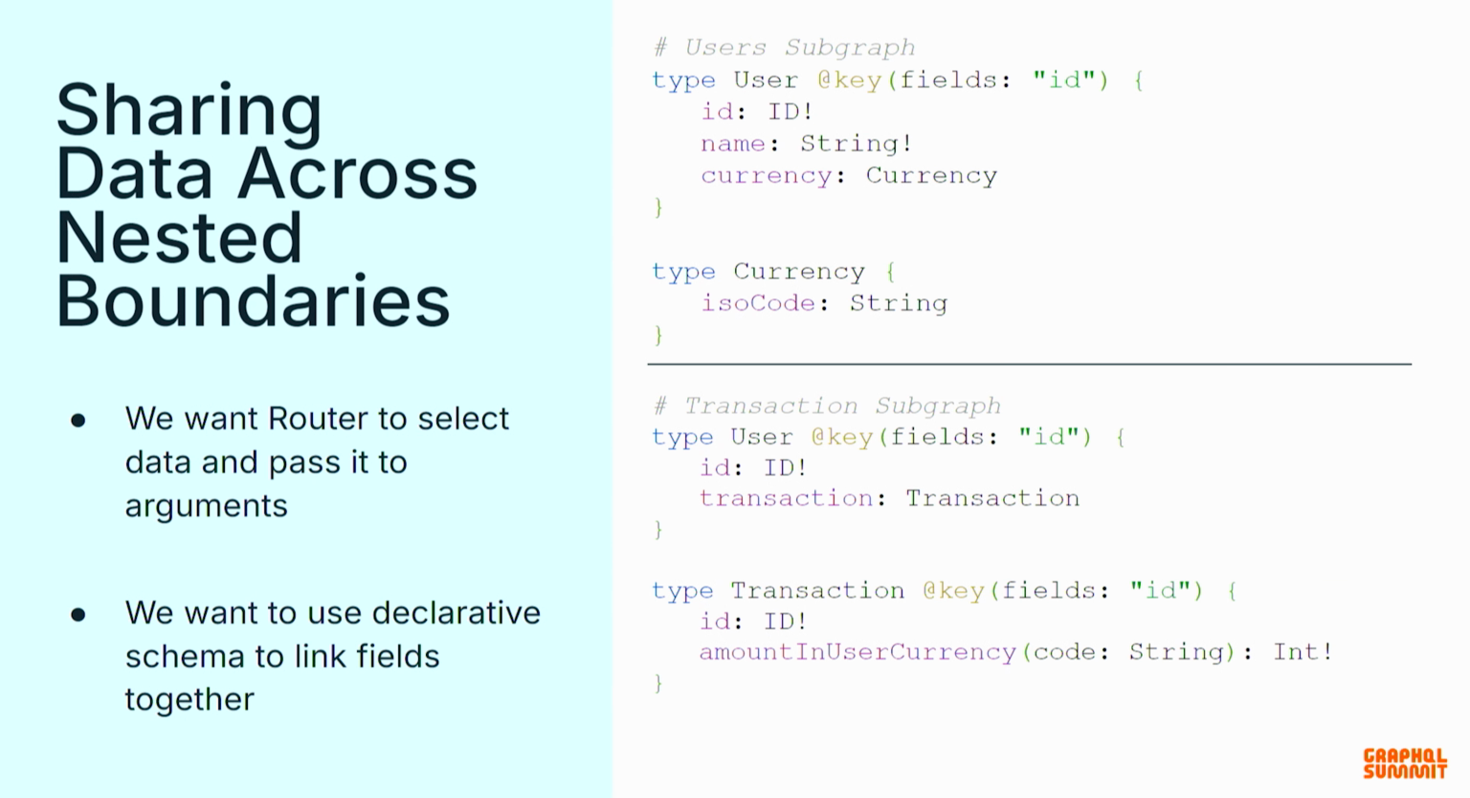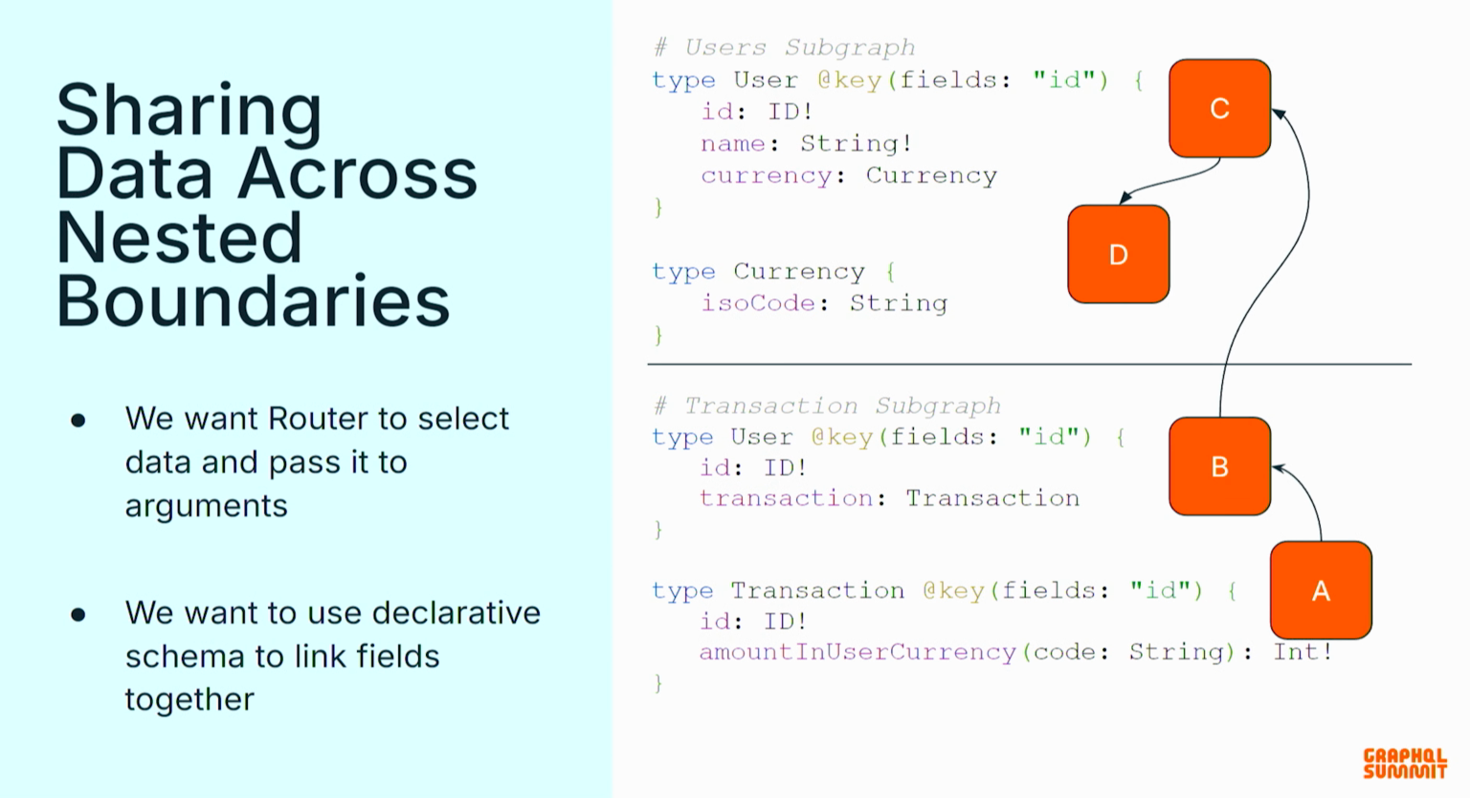What we actually want to have happen here, expanding out, I drew a line to draw both subgraphs, is we first want the router to see, hey, there's this type amount in user currency. I first need to go to that user type. I need to reference the user by the ID. I need to go to the user type defined in the user subgraph, go to the currency field, and then select the ISO code, and then pass that all backwards up the chain to then select that data and pass it into that code argument, right?